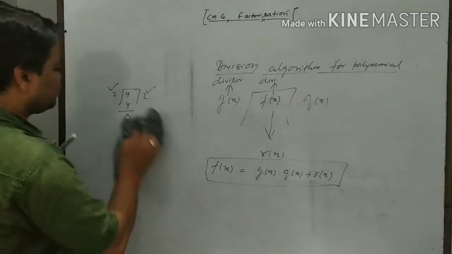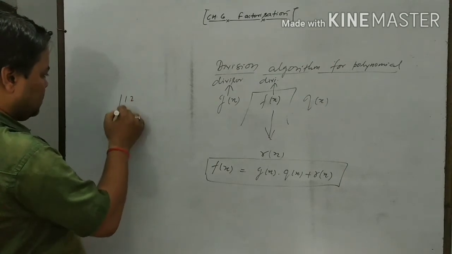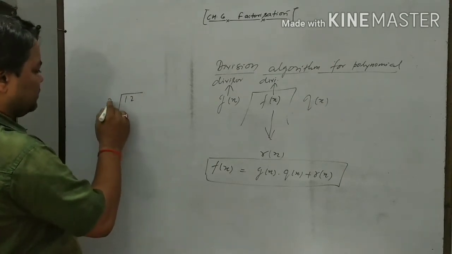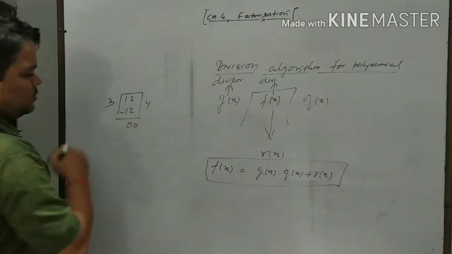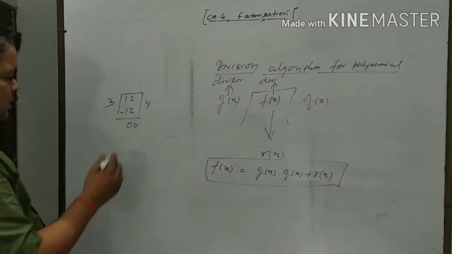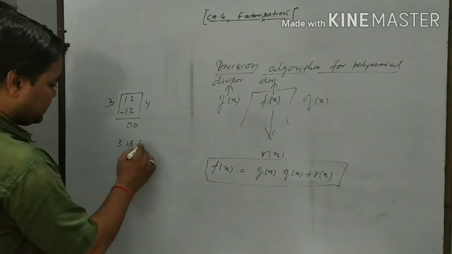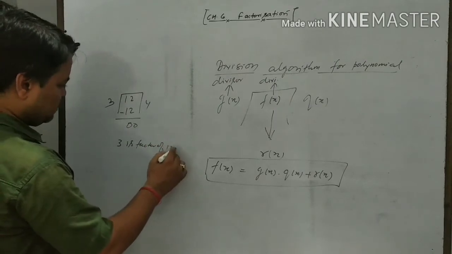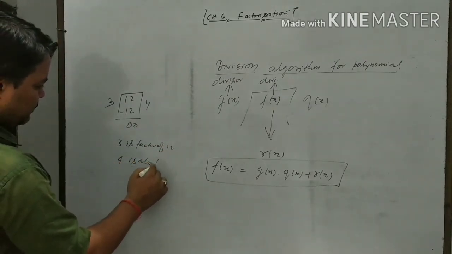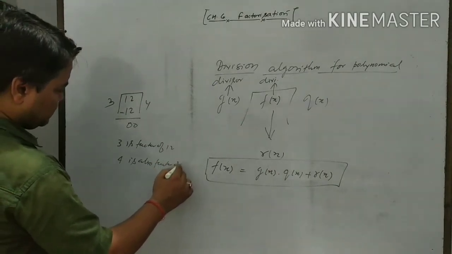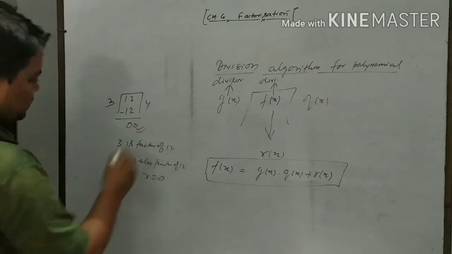Another example: let this be 12 and here 3, 4. So 3 fours are 12, minus, its value will be 0. It means 3 is a factor of 12, and 4 is also a factor of 12. Why? Because the remainder is equal to 0.